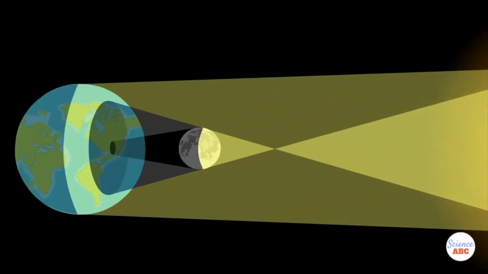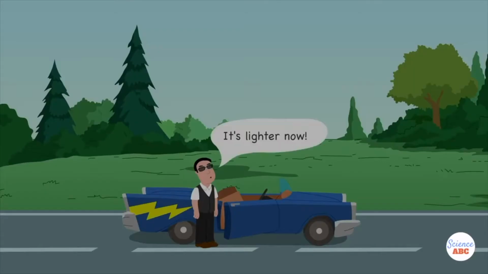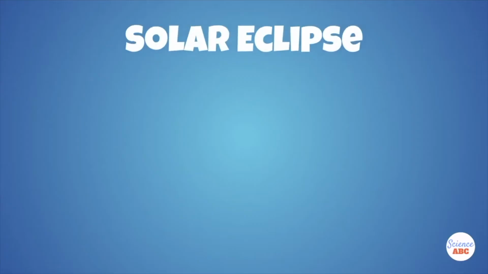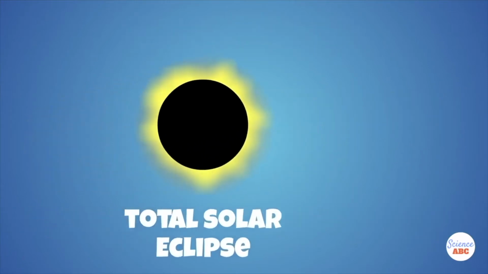The second type of shadow is known as the penumbra. It is a larger and relatively lighter shadow than the umbra. If the penumbra passes over you, then only a small part of the sun will be blocked out from your point of view. Depending on the type of shadow the moon casts on Earth, solar eclipses are broadly classified into 4 types. The first is a total solar eclipse.